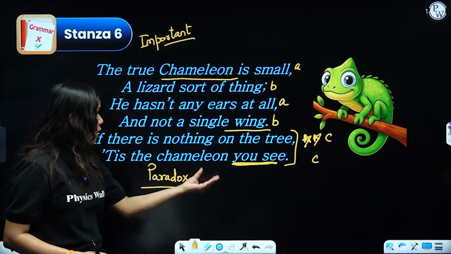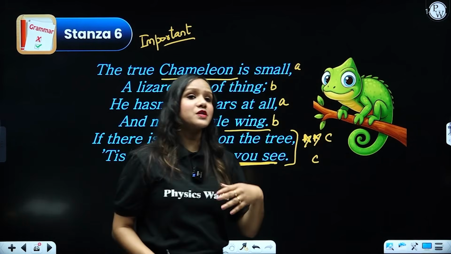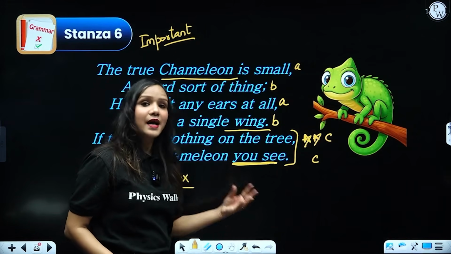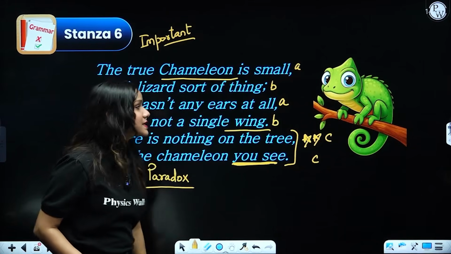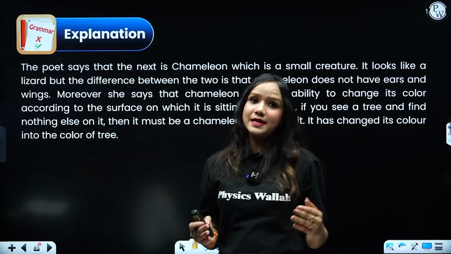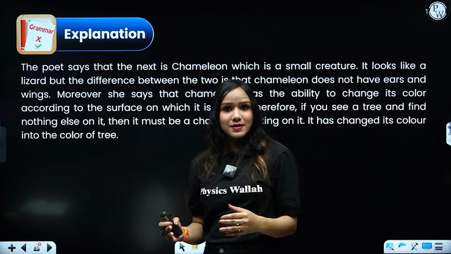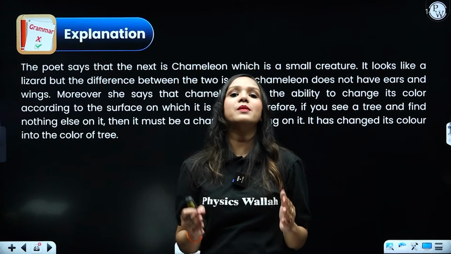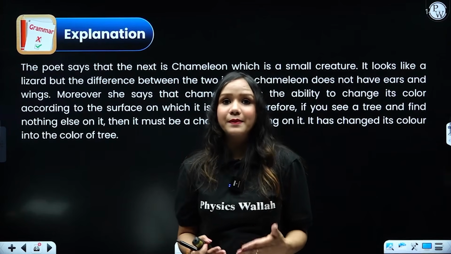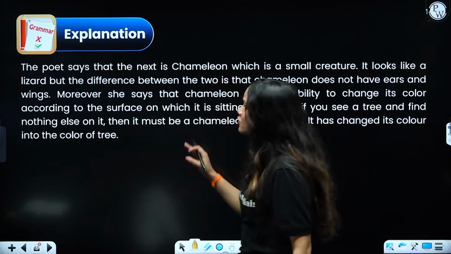So it means what? If there is nothing on the tree, then definitely you will find a chameleon, just because a chameleon is already known worldwide for its ability to camouflage, which means change its color and blend itself according to the surroundings, right? Now, the poet says that the next is chameleon, which is a very small creature and it looks just like a lizard, and it does not have any wings, it does not have any ears. If you see there is nothing on the tree, definitely remember that there must be a chameleon, because a chameleon is known for its ability, as I just told you, to blend itself with the surroundings, its ability to camouflage, right? So let's see what is written here.